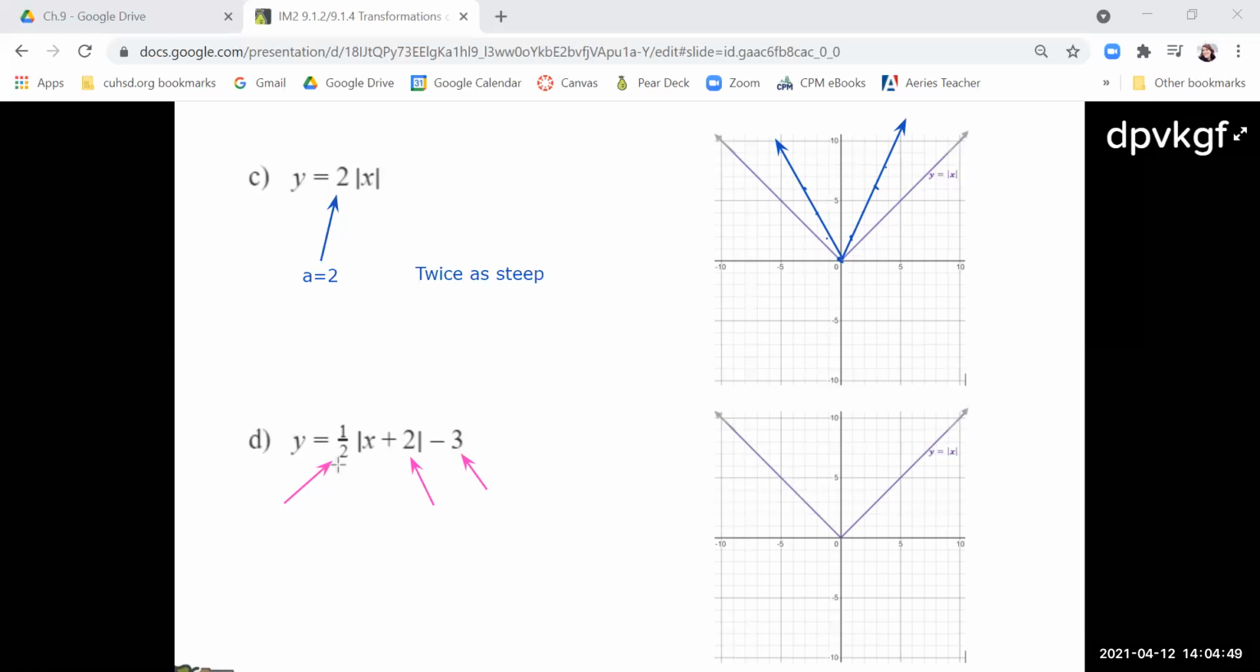So here we go. A is equal to 1/2. That tells us our slope. And then we have here H is -2. Remember, it's always the opposite of what you see. And K is -3. Together, those two things give us our vertex, which is at -2, -3.